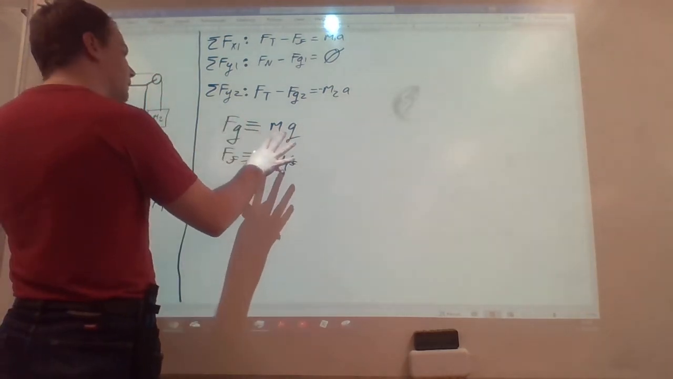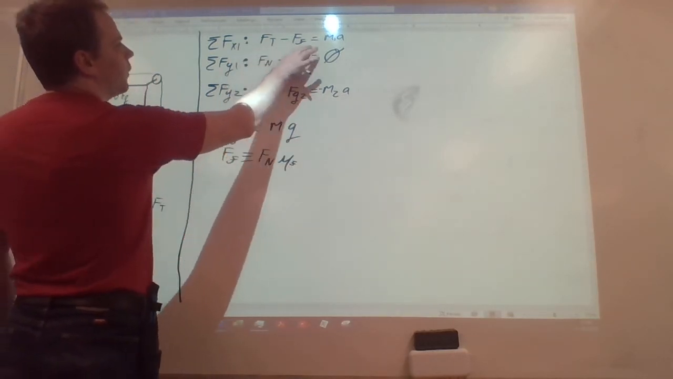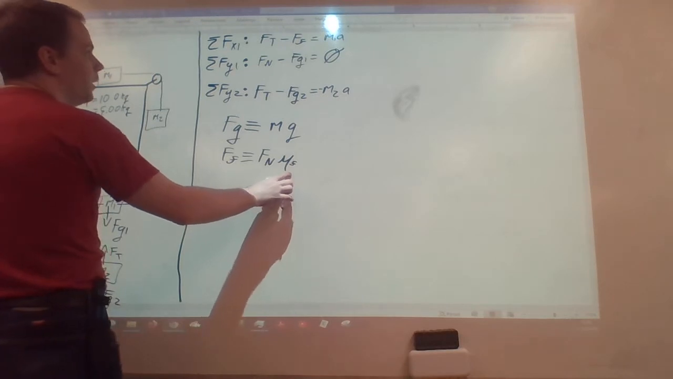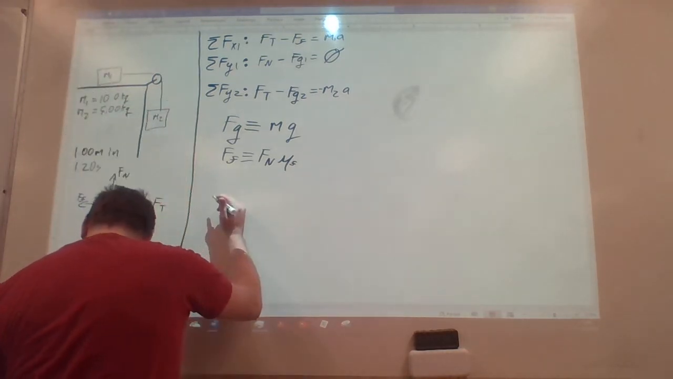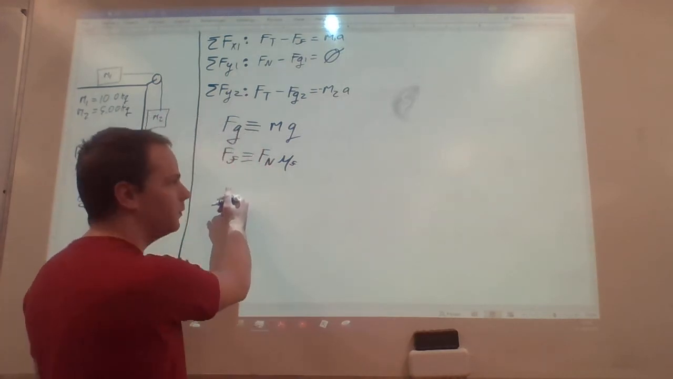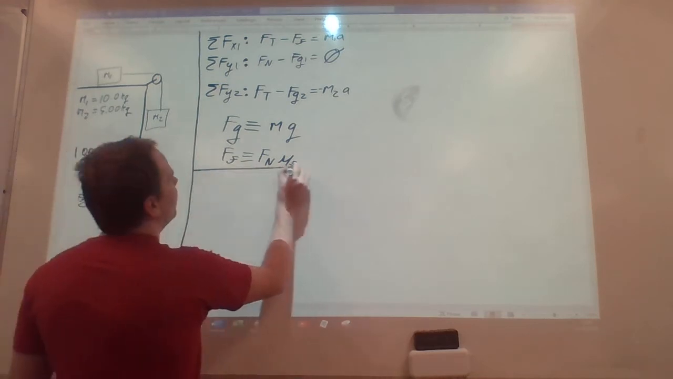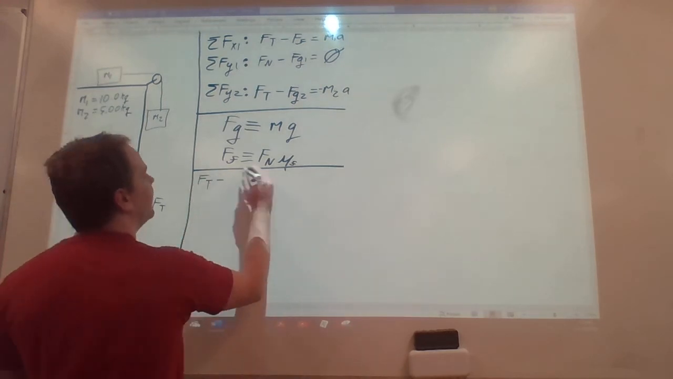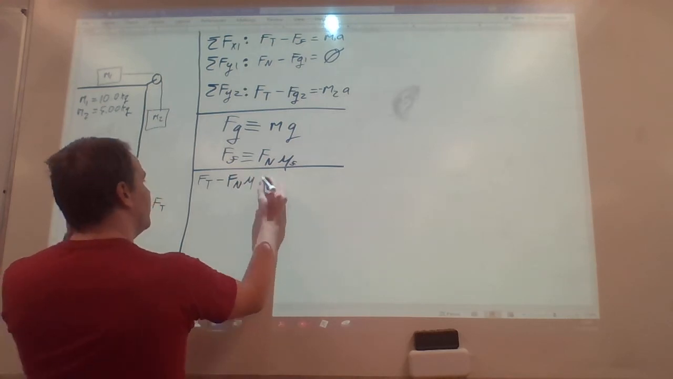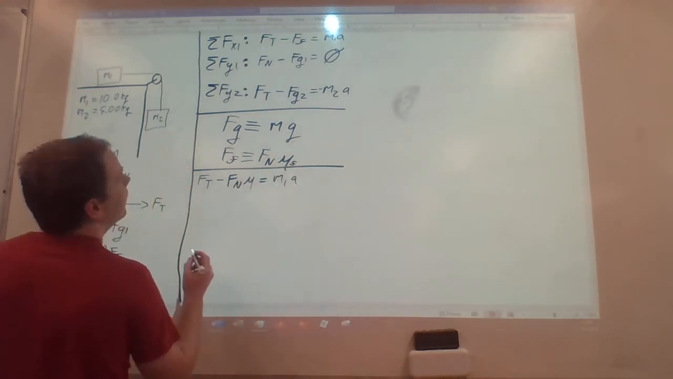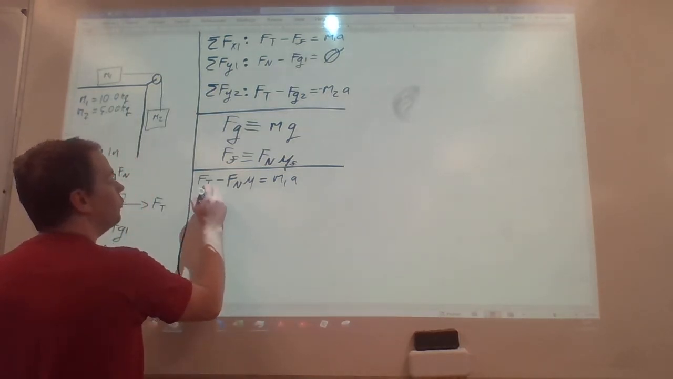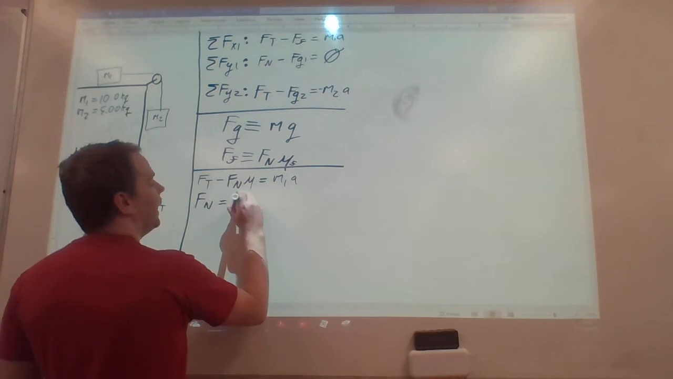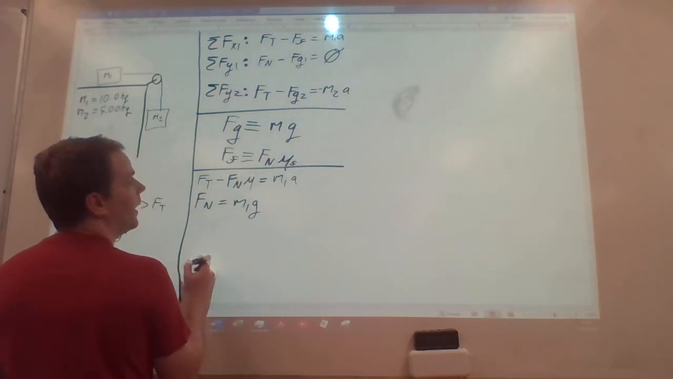So this allows us to do some substitutions here. This first equation, we can replace Ff with Fn mu. So, with that in mind, we can say that the force of tension minus the normal force times mu is equal to m1a. That second equation we can turn into the normal force, and I'm going to go ahead and move this over, is equal to m1g, and that's pretty much it for that one.